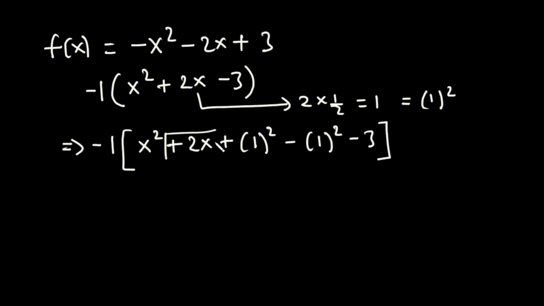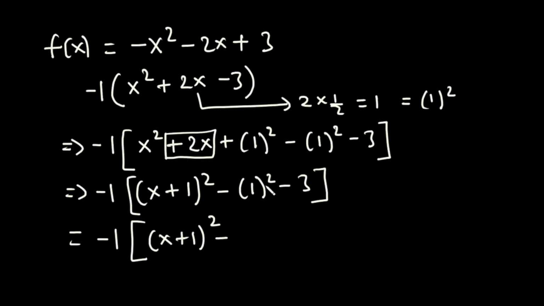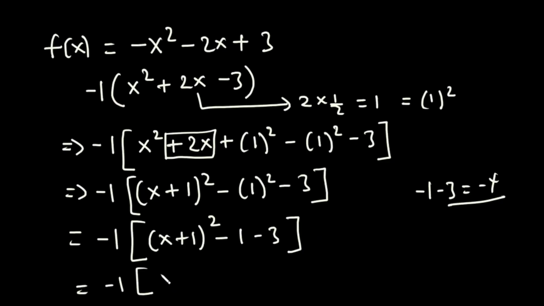So let's eliminate 2x. So it's going to be -1 into bracket (x + 1)² - 1² - 3. So we have -1 into bracket (x + 1)² - 1², which is 1, minus 3. Now -1 - 3 is equal to -4. So it's going to be -1 into bracket (x + 1)² - 4.